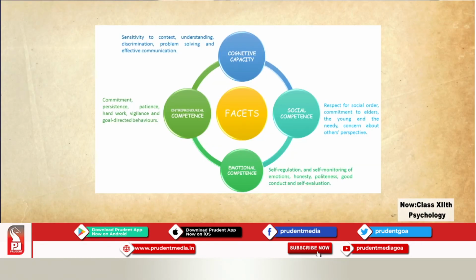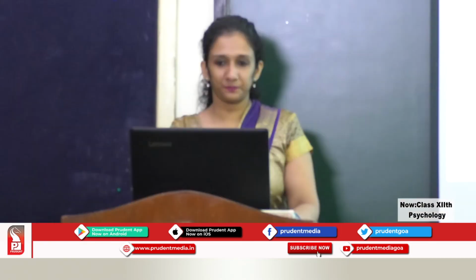Third is emotional competence, that is self-regulation, self-monitoring of emotions, honesty, politeness, good conduct and self-evaluation. And the last one is entrepreneurial competence, which includes commitment, persistence, patience, hard work, vigilance and goal-directed behavior. So, do remember all these 4 points which are important, which come under Indian tradition, that is, facets of intelligence.